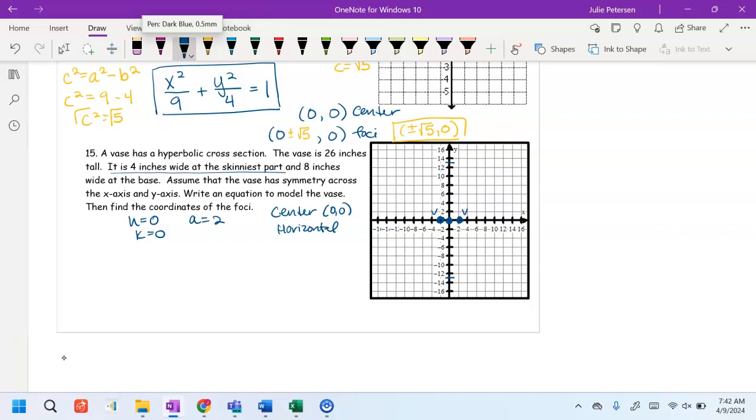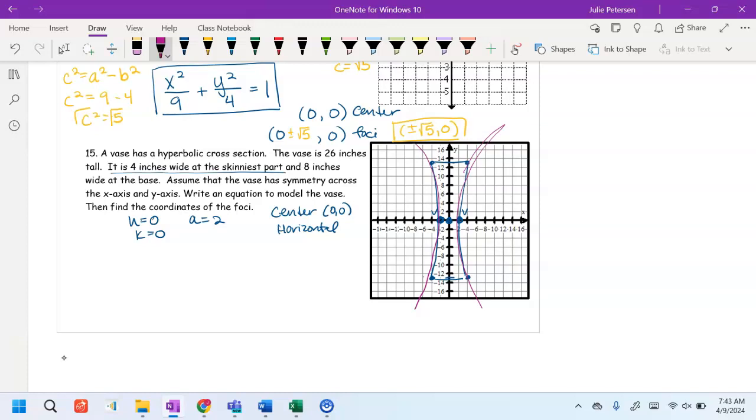All right, so 8 inches wide at the base. So the base was down here at 13. If it's 8 inches wide, then we'd have to go 4 to the right and 4 to the left. And then the same thing up here, 4 to the right and 4 to the left. So this is the shape of the vase, kind of this curved shape. The hyperbola itself is this whole thing. And so we're just going to write an equation that models that relationship.